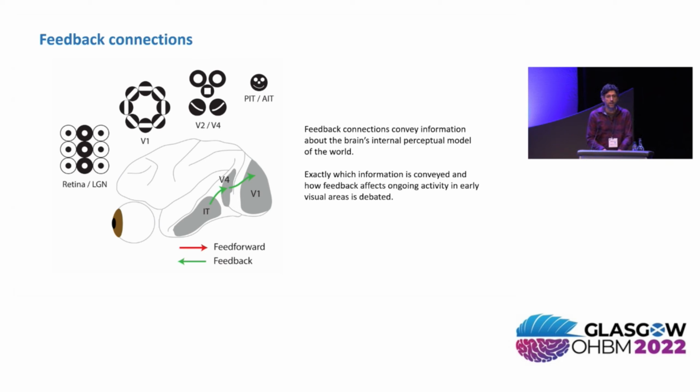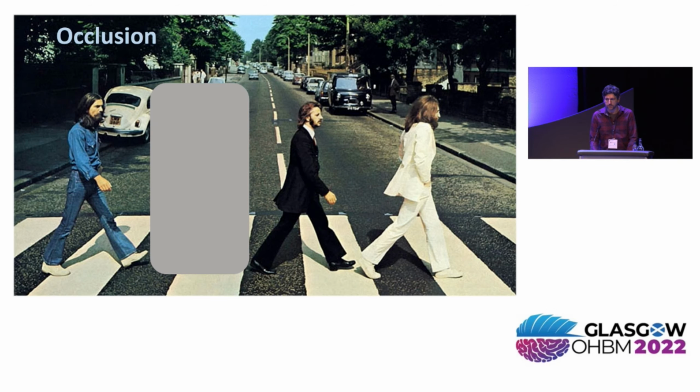One of the reasons it's so hard to figure out what feedback is doing is because it arrives very early in early visual areas, and it interacts very strongly with feed-forward activity. So a trick that researchers have used for many years is to isolate feedback from the feed-forward effects by using occlusion. On this slide, we have a very famous image, the front cover of the Abbey Road album by the Beatles. And you might be able to see a subtle occluder that I have added to the image, this large gray rectangle.